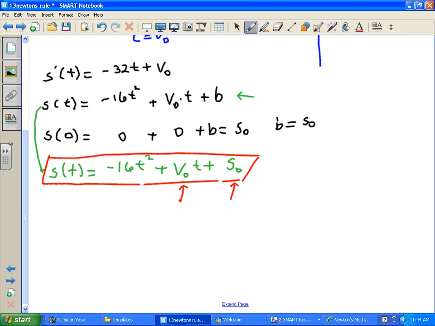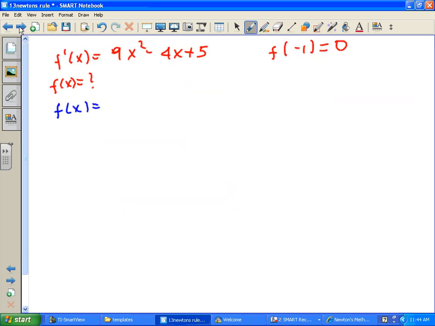All right, and I want to show you some examples where you can actually determine that constant. So for example, here I give you f prime of x, but I give you extra information that f of negative 1 is 0. And I'm asking you to find f of x. So obviously, to go back from the derivative to the original function, first we need to anti-differentiate. And then let's use the given information.